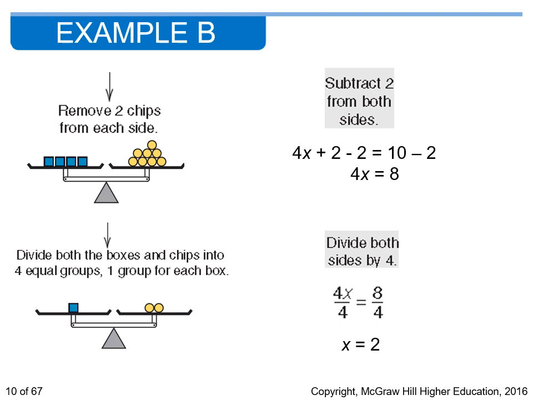Now that I have only boxes on the left, I can divide the number of chips by the number of boxes, so that each box represents 2 chips. I can do the same thing algebraically by dividing both sides by 4 to get 2.